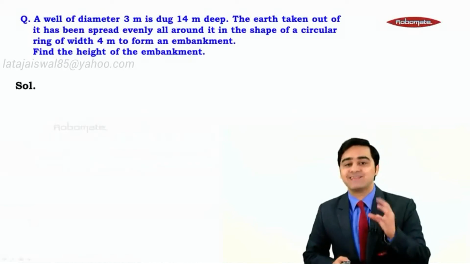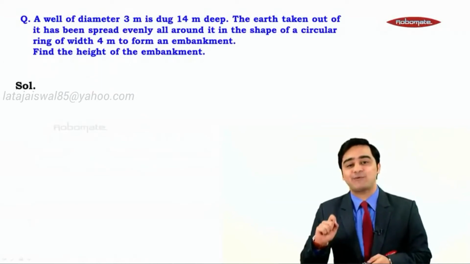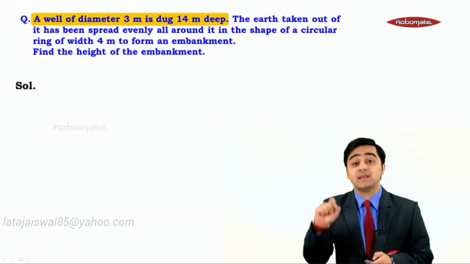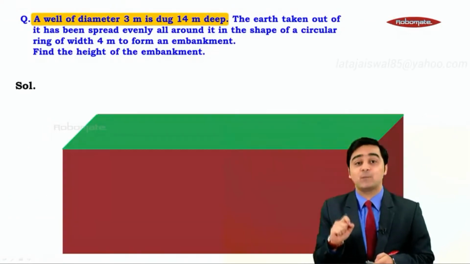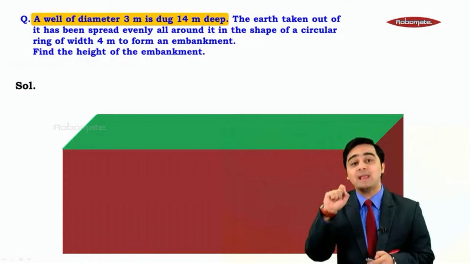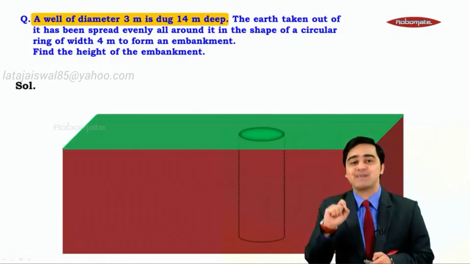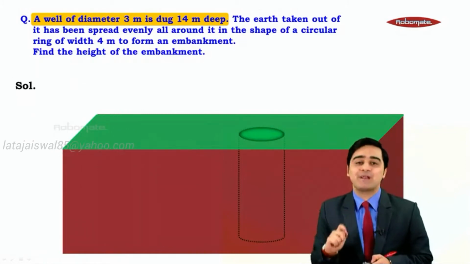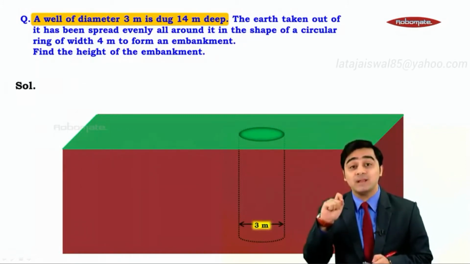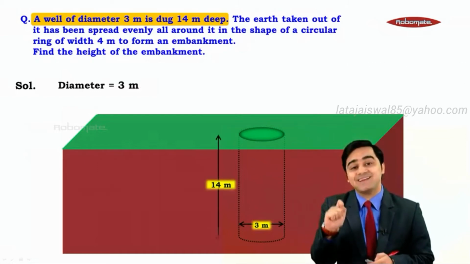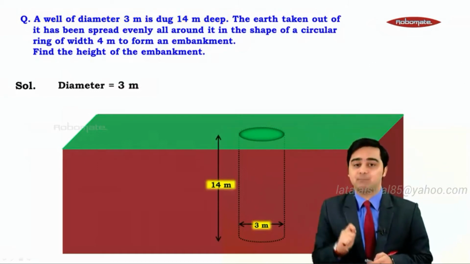Let us understand the question with the help of the figure. It says that a well of diameter 3 meter is dug 14 meter deep. We have a well. The well is in the shape of a cylinder. So observe, this is the cylinder which is dug up in a field. We have been provided with the dimensions of the cylinder, wherein the diameter is given as 3 meter and it says that this cylinder is 14 meter deep.